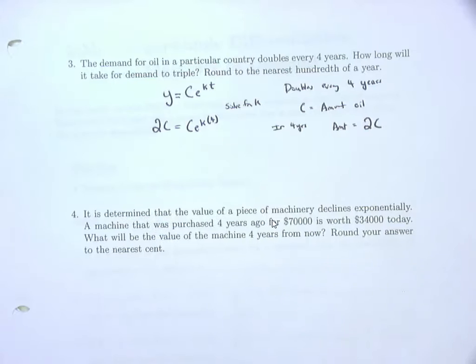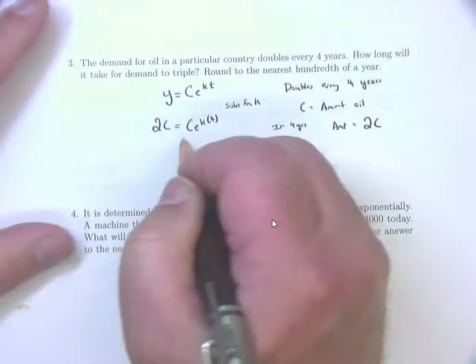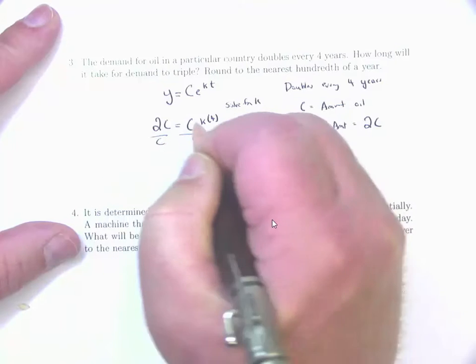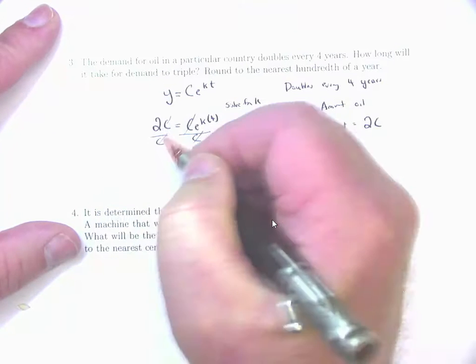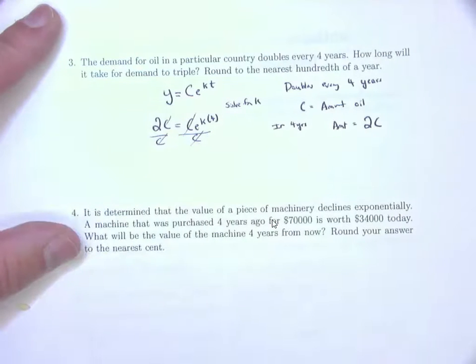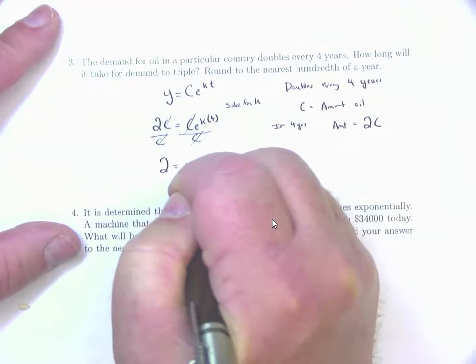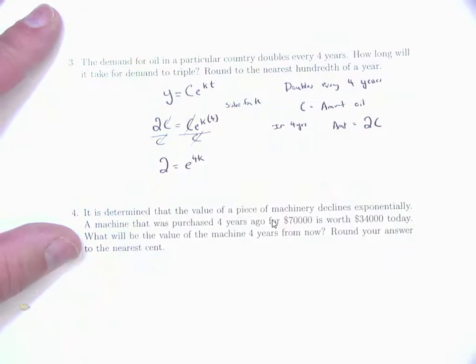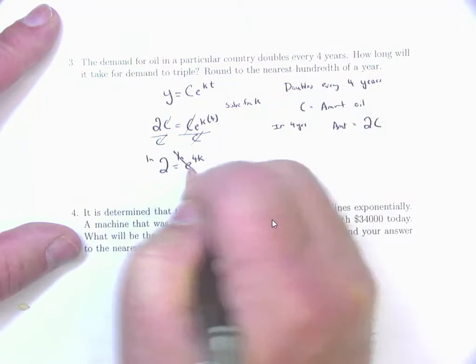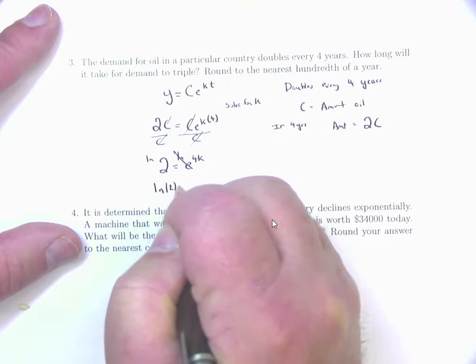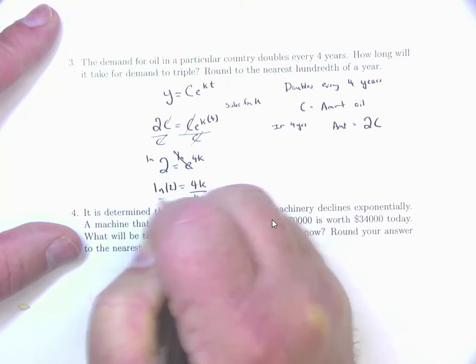What's the first move when you want to solve for k? K is in the exponent. What's your first move to get the e to that exponent by himself? You're going to divide by C. And when you divide by C, it ends up canceling all over the place. And it goes away. So it leaves you with 2 is equal to e to the 4k. What's your next move? Got to get the e by himself. That's your natural log. Okay? So you end up with natural log and e cancels. So that leaves you with the natural log of 2 equals 4k. And then I'm going to divide by 4.